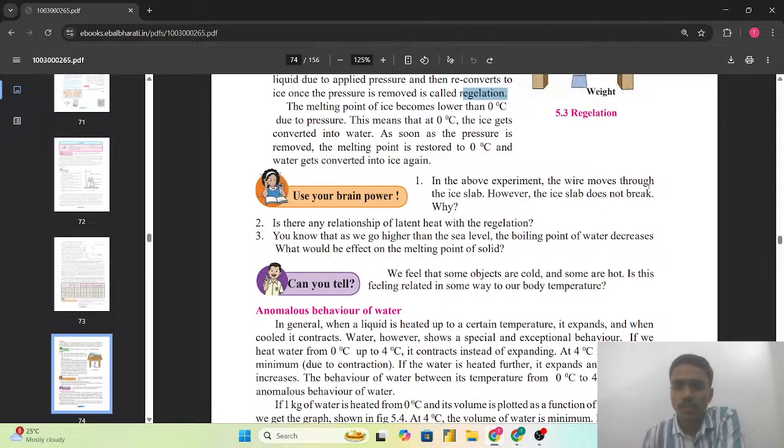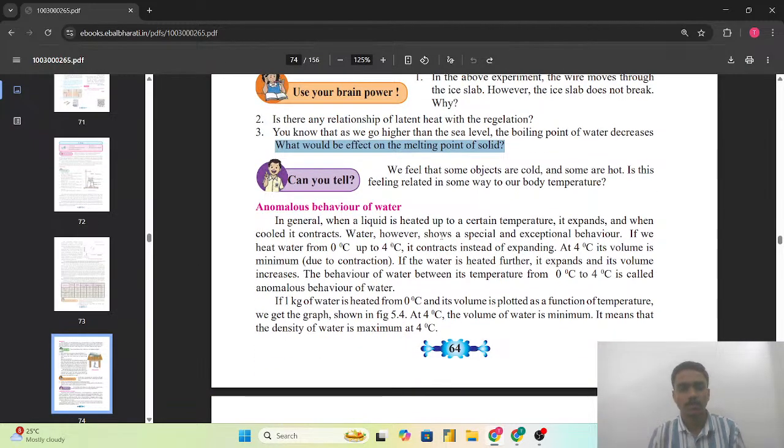Again, in the above experiment, the wire moves through the ice slab. However, the ice slab does not break. Why? Is there any relationship of latent heat with regelation? You know that as we go higher than sea level, the boiling point of water decreases. What will be the effect on the melting point of a solid? So this is all the anomalous behavior of water, which we will be studying in the next part.